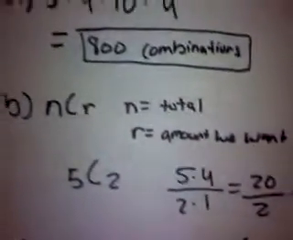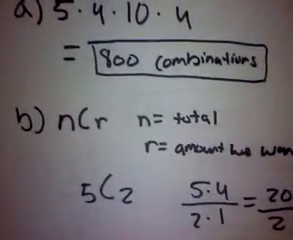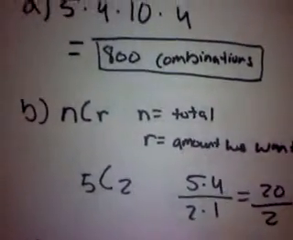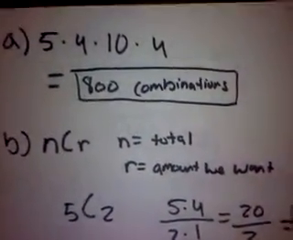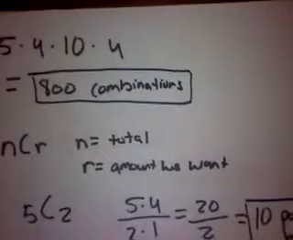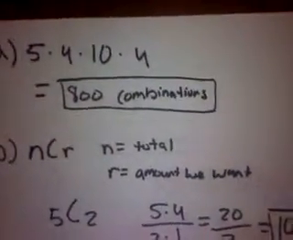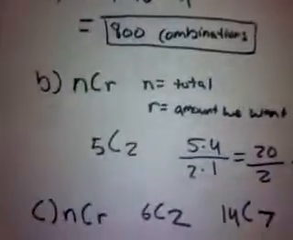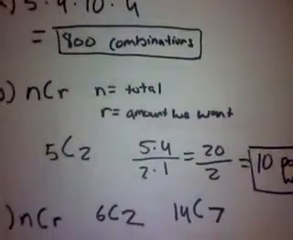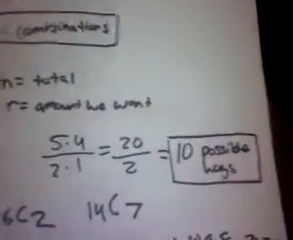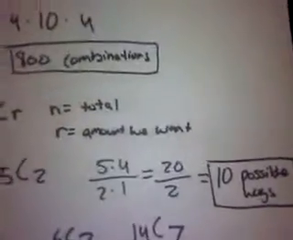Then, part B, we're presented with a situation where he has 5 best friends, but he can only take 2, and the order doesn't really matter. So we're going to use a formula nCr, where n represents the total we have, and r represents the amount we want. So then we plug in the variables, which would be 5C2, and we expand 5, so it would be 5 times 4 over 2 times 1, which would equal 20 over 2, and that's going to equal 10 possible ways. So he has 10 possible ways he can choose 2 of his 5 best friends.